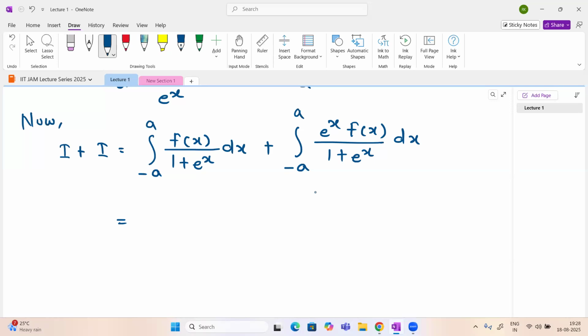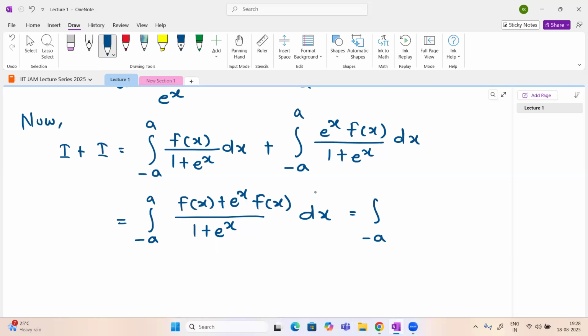She said that, see, integration. Whatever you said, now I will explain it step by step. Integration is the same, so that's why I'm taking integration minus a to a common. Both of them have the same denominator, so we can write a common denominator 1 plus e raised to x. Simply, we need to add the numerators. So f of x plus e raised to x f of x. So we can take f of x common. Agree with me? We can take f of x common, 1 plus e raised to x.